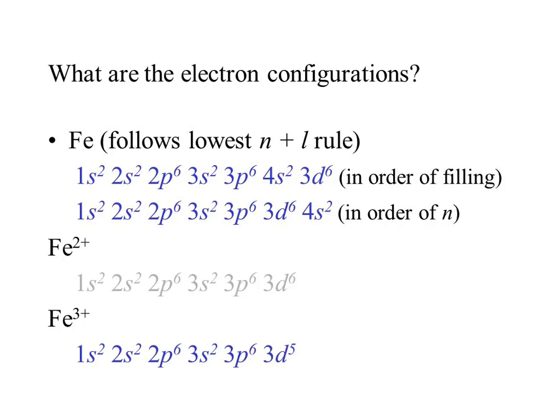So I mentioned that we talked about why there are exceptions to the lowest n plus l rule. And so can you see where, making this one leap from the Fe2+ to Fe3+, now we have a half-filled d-type subshell, which is a happy little cation too. Okay?